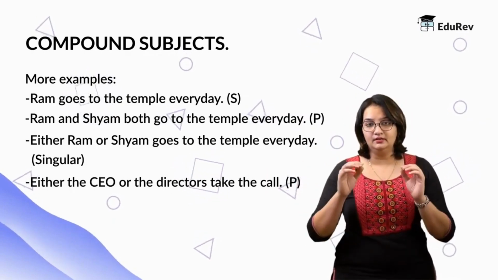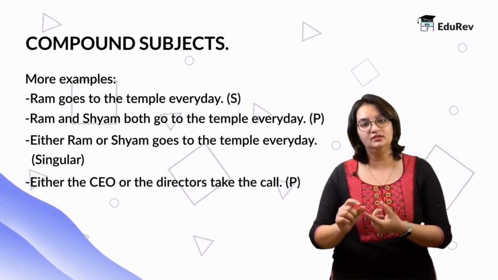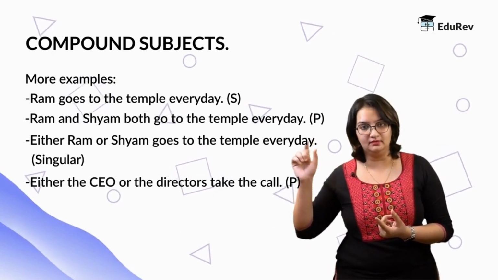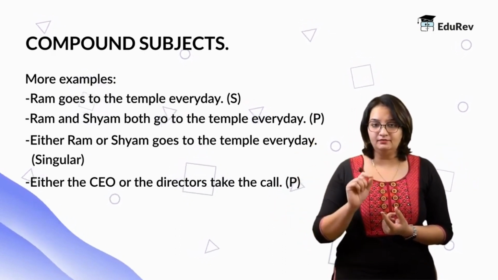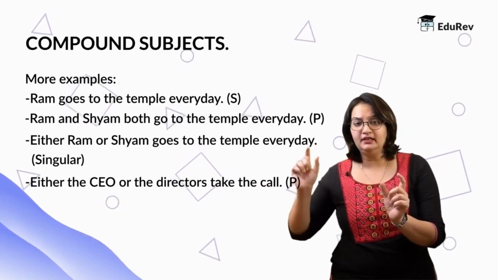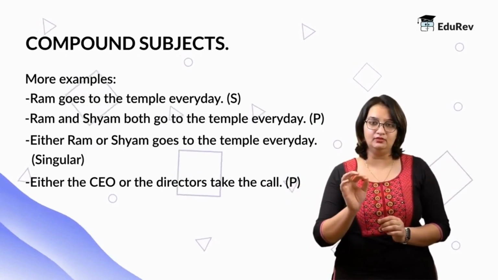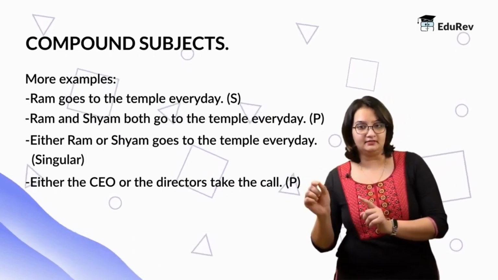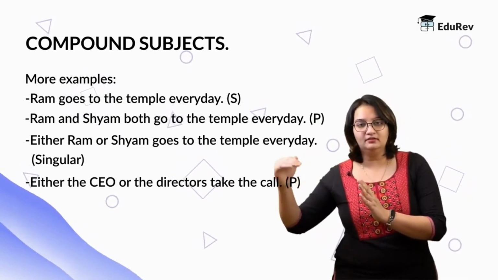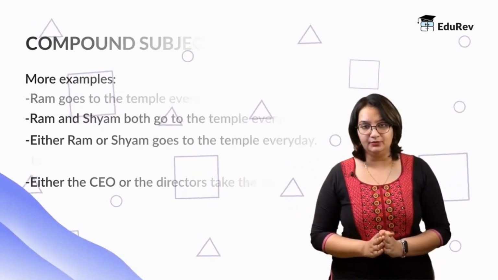Moving on, either the CEO or the directors take the call. Now here, the subject, the directors, is closer to the action which is take, right? Therefore, directors, which is plural, is reflected in the plurality of that particular verb take. And the statement is either the CEO, which is singular, or the directors, which is plural, take the call. Take is plural because it is lying closer to the plural noun.